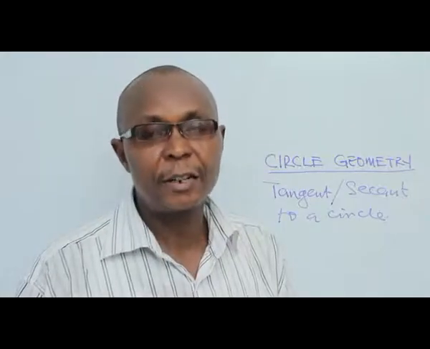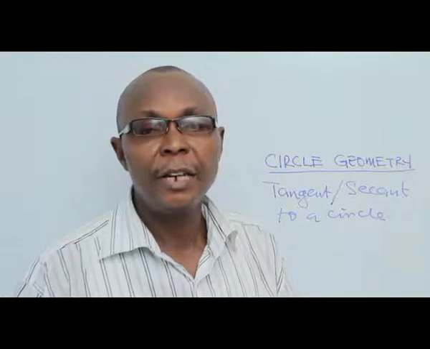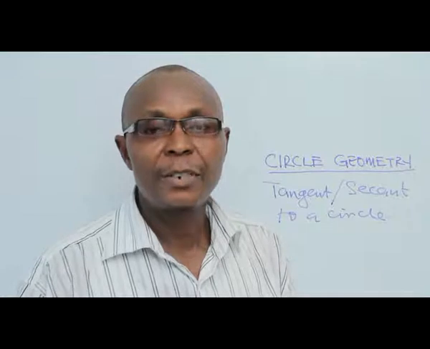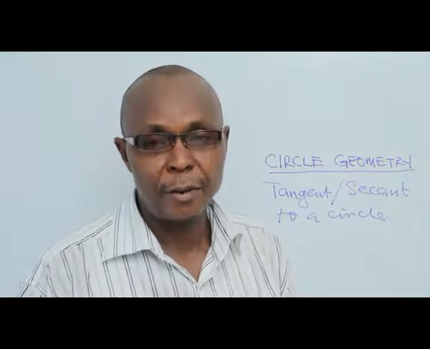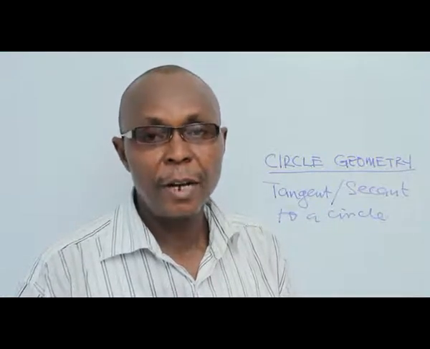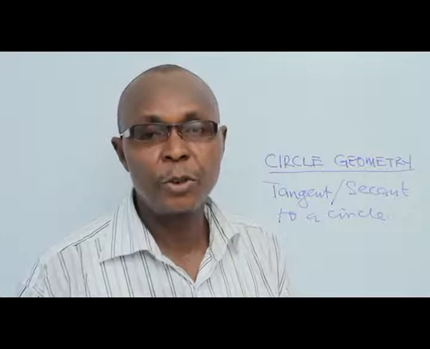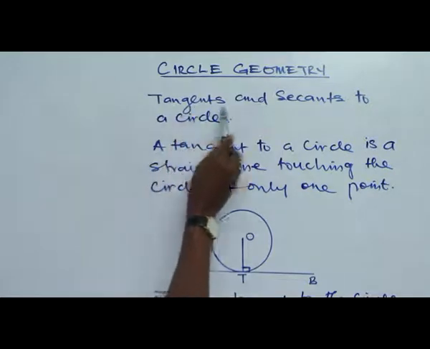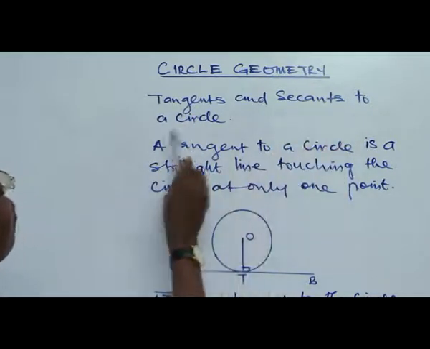Today we are looking at circle geometry. Under circle geometry, we shall be looking at tangent to secant of a circle. Before now, we have looked at circle theorems. Circle geometry, we are looking at tangents and secants to a circle.